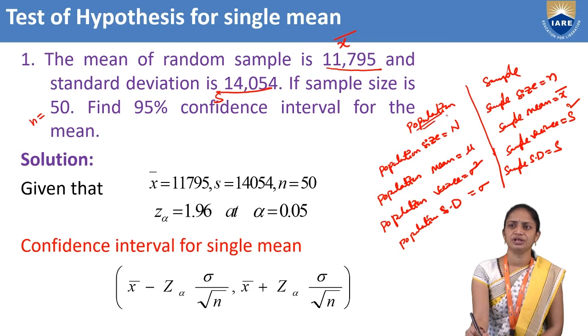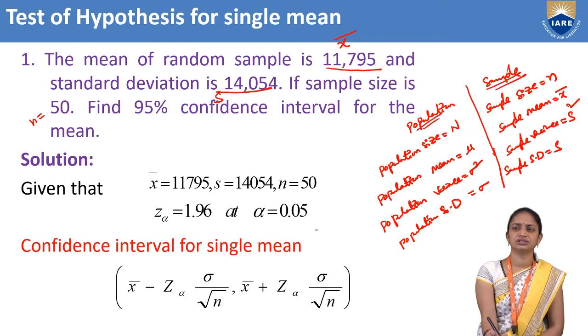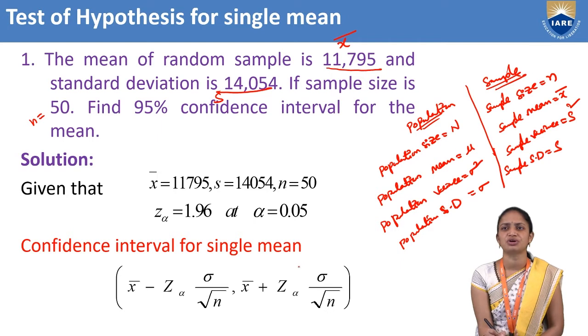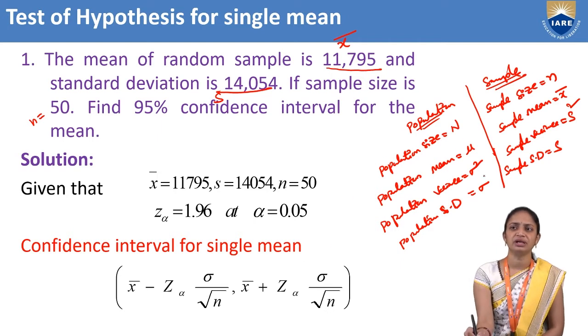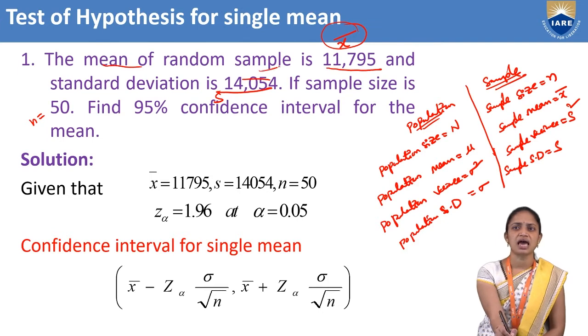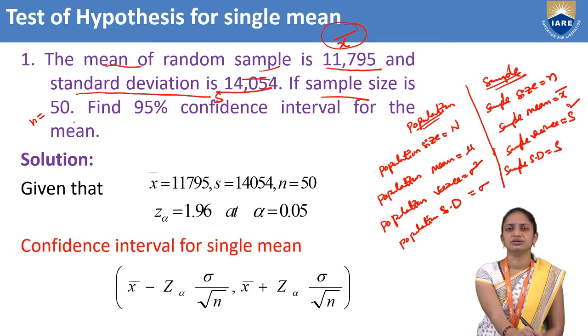So first of all, before going to solve the problem, we need to remember these points. In our question, they have mentioned the sample mean, denoted with x bar, and the sample standard deviation, denoted with s, and sample size is denoted with n. So here x bar value is 11,795 and s value is 14,054 and n value is 50.